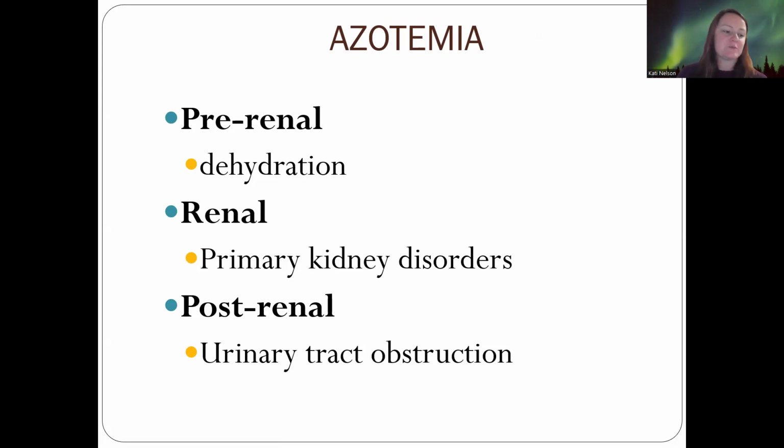Renal, obviously, this is primary, right? So primary kidney disorder. There's a problem with the kidneys themselves. And then that post-renal is that urinary tract obstruction. So like our blocked kidneys, right? We've kind of gone over that. We know that that can lead to azotemia. So all of these things can cause toxins to start building up in the blood.